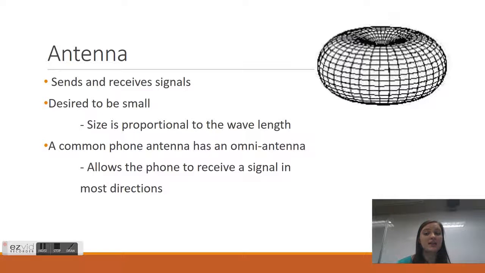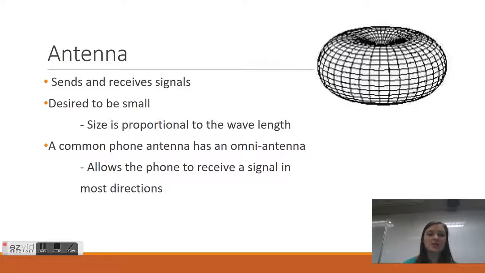Finally, we will move on to the antenna. This is the key piece that sends and receives the signals. Now, as discussed previously, we want the antenna to be very small because you don't want to carry around a giant phone. And so we know that the size is proportional to the wavelength, and so you want it to have a fairly small wavelength. So in order to get a very small wavelength, you want a really high frequency, which is the exact purpose of our mixer. We shifted our signal up to a higher frequency, and so we know that our antenna can be smaller now.